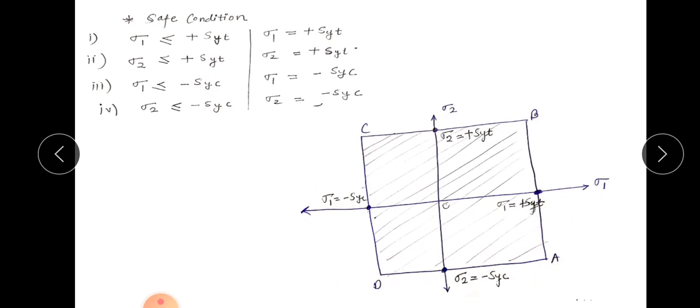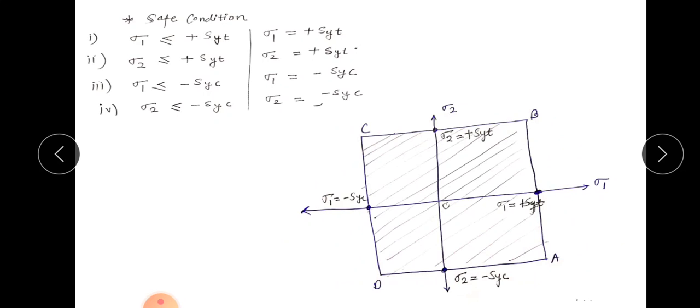And now let us say that according to the maximum principal stress theory of failure, if any point having principal stresses sigma 1 and sigma 2 falls outside the square, then it indicates a failure condition. On the other hand, if a point having coordinates sigma 1, sigma 2, that is the principal stresses, falls inside the square, the design is safe and the failure may not occur. This is the outline, you can say this is the concept of maximum principal stress theory.